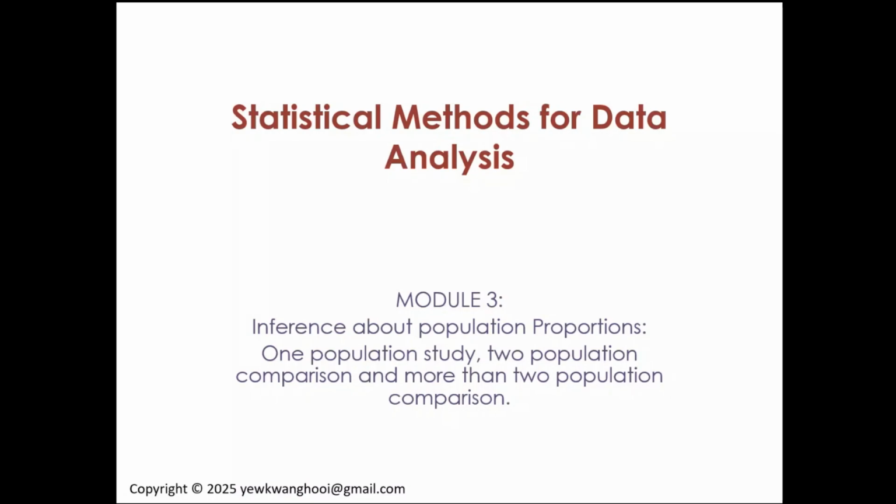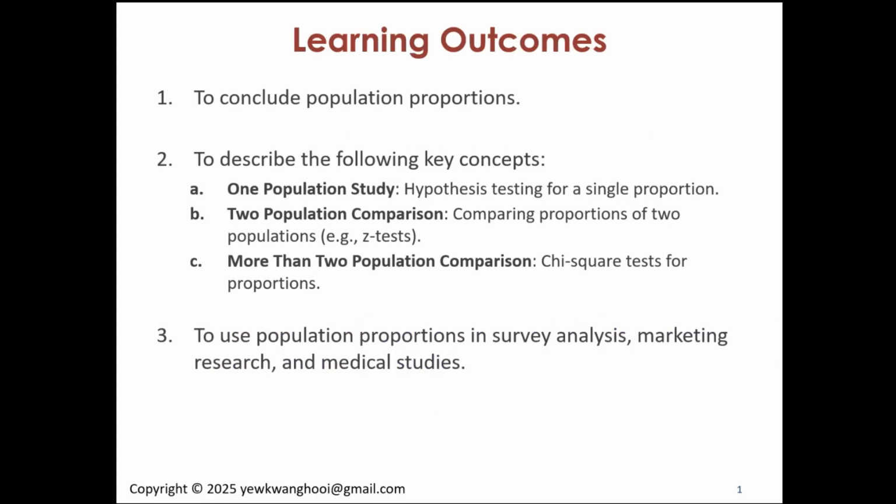Module 3 is about inferencing of population proportions. So we are going to talk about one population study, two population comparisons, and more than two population comparisons. So what is the learning outcome? It is to understand what proportion is.